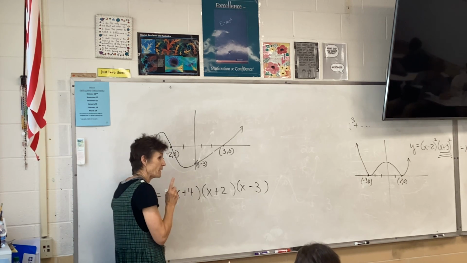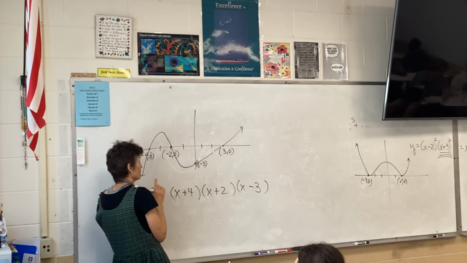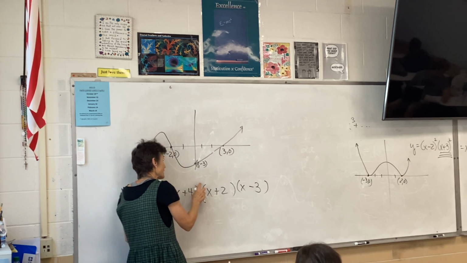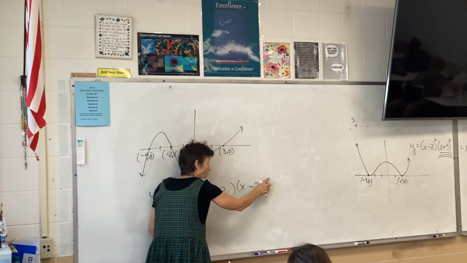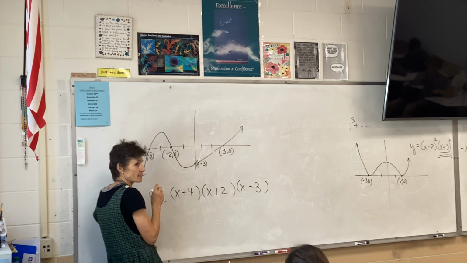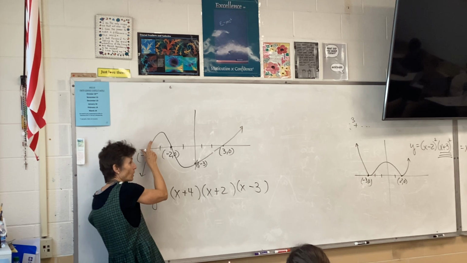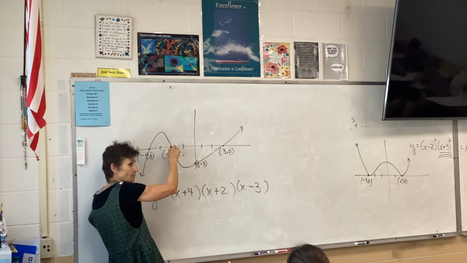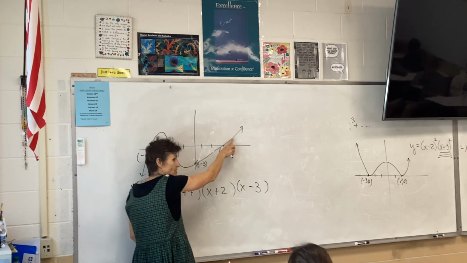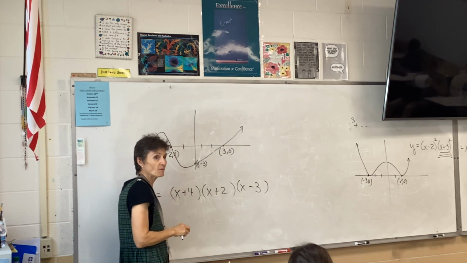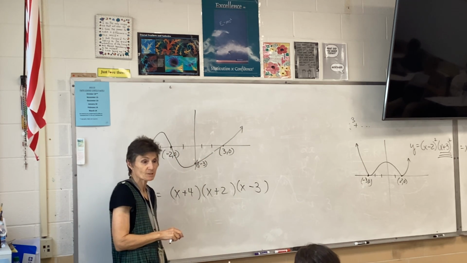Now I'm going to look carefully before I go any farther. Should there be any squares on any of these parentheses? Well, let's look. Does this bounce off? No. Does that bounce off? No. Does that bounce off? Nope. So if nothing's bouncing off, then there won't be any squares, right?